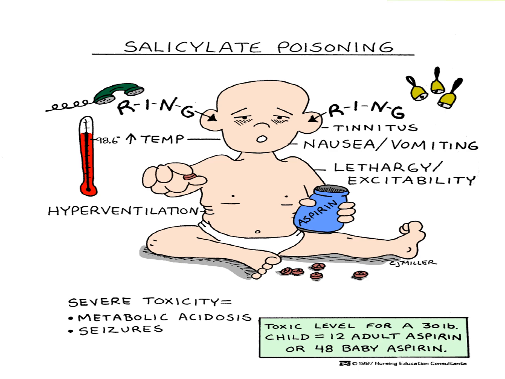So of course, with overdose of salicylate poisonings, right, you want to make sure, okay, because of ringing, tinnitus, right, in the ear, nausea, vomiting, lethargy, excitability, hyperventilation, increase in body temperature. So very important to know when someone has been poisoned, especially a child, with a salicylate like aspirin, right? So severe toxicity can lead to metabolic acidosis and seizures, right? Toxic level for a 30-pound child is 12 adult aspirin or 48 baby aspirin.